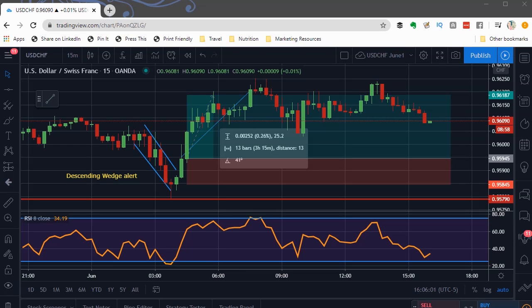I wanted to record this short video to go over an ideal trade opportunity with a recent IRIS alert that came out early this morning. It was about 3:30 my time, central. It was a descending USD CHF alert. So you can see here the chart that I've marked up in TradingView is USD CHF. And here is the markup of the wedge itself, the descending wedge alert.